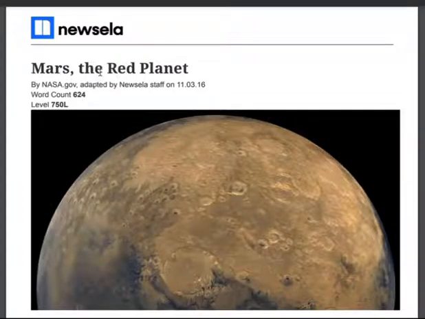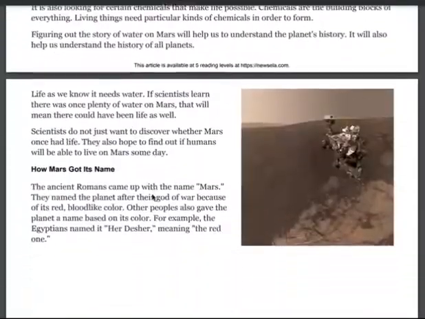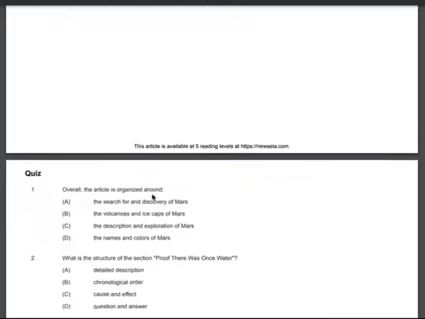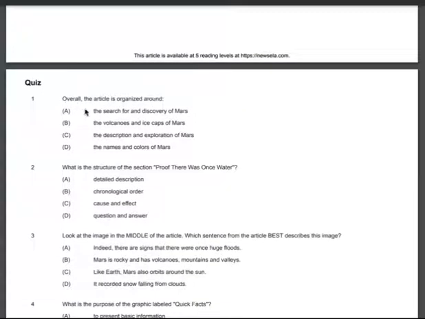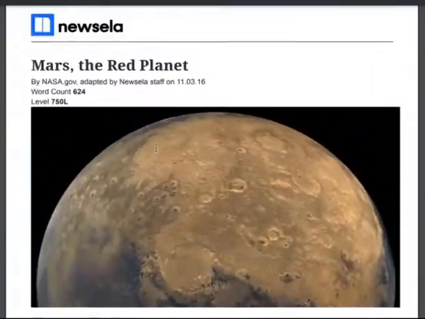Okay, so we're going to go ahead and do Mars, the red planet. We're going to scroll right down and get into the questions and answering the questions. So, first we have overall, the article is organized around the search for and discovery of Mars, the volcanoes and ice caps, the description and exploration, the names and colors. So, I'm going to look at the headers. And what do the headers say?